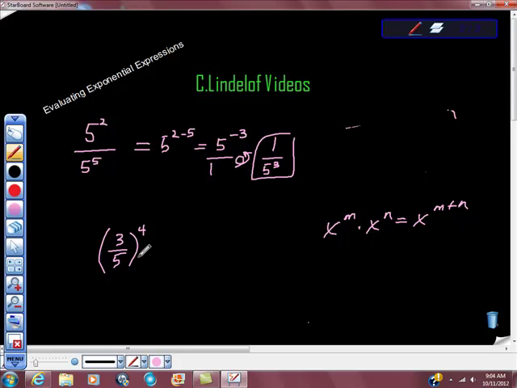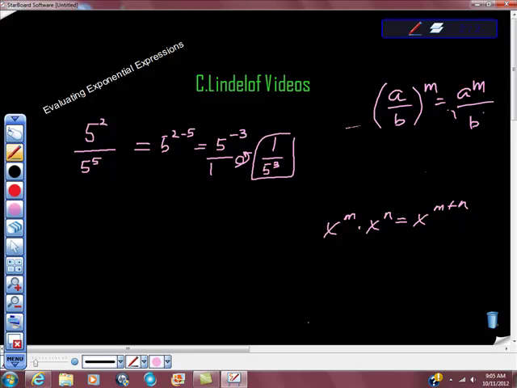Is that true? No. Exponents are distributable over multiplication, and division is a form of multiplication to me, so it's distributable here too. So this is equal to 3 to the 4th power over 5 to the 4th power, right? Good? All right. And what rule was that? That was this rule: (a over b) to the power of m is equal to a to the m over b to the m.